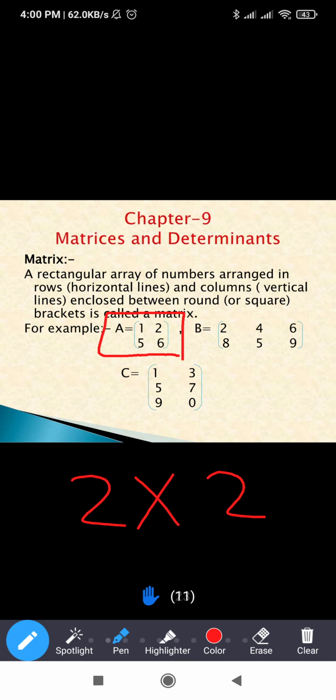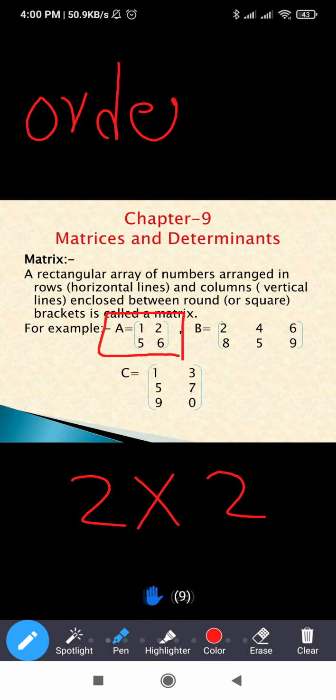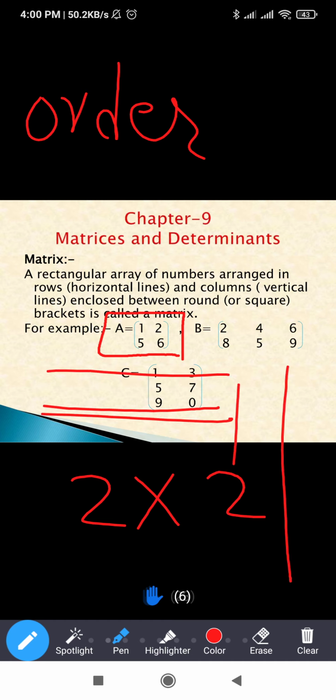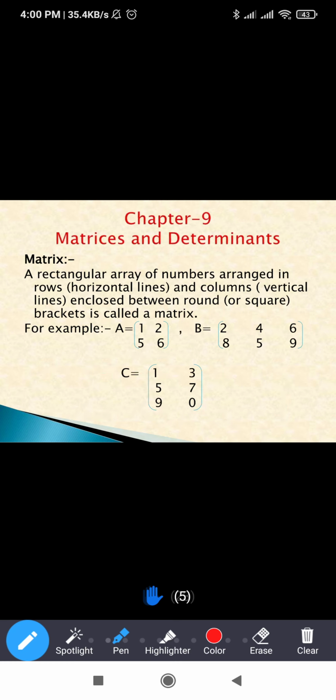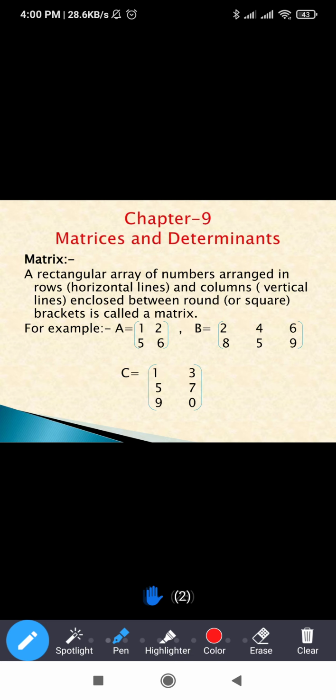What we understand by order of matrix: order of matrix means number of rows by number of columns. How many rows are there and how many columns are there? So by defining the size of matrix, we can define it as number of rows by number of columns. That will be the size of the matrix.